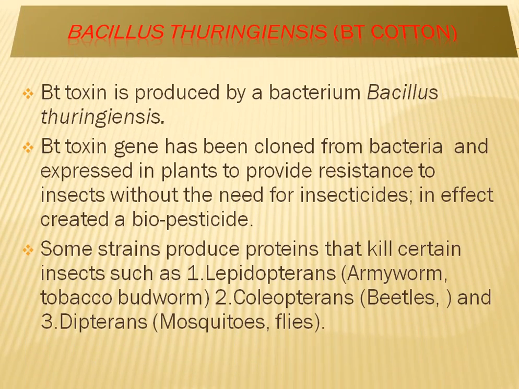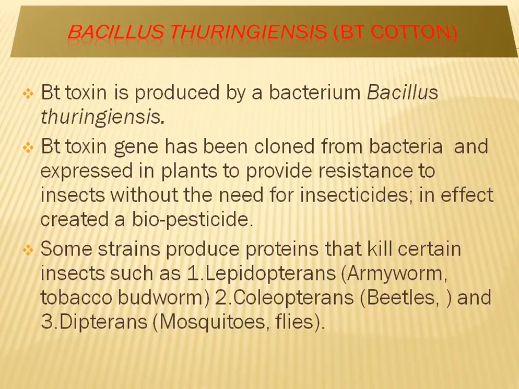Next topic is BT cotton. BT stands for Bacillus thuringiensis. BT toxin is produced by a bacterium, Bacillus thuringiensis. BT toxin gene has been cloned from bacteria and expressed in plants to provide resistance to insects without the need for insecticides. In effect, created a biopesticide.